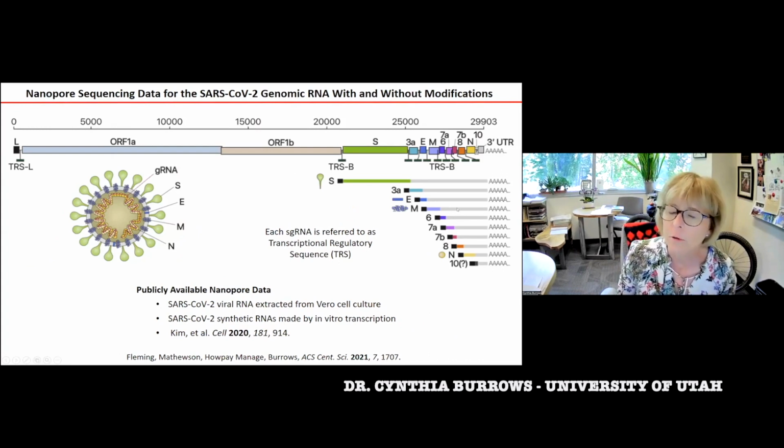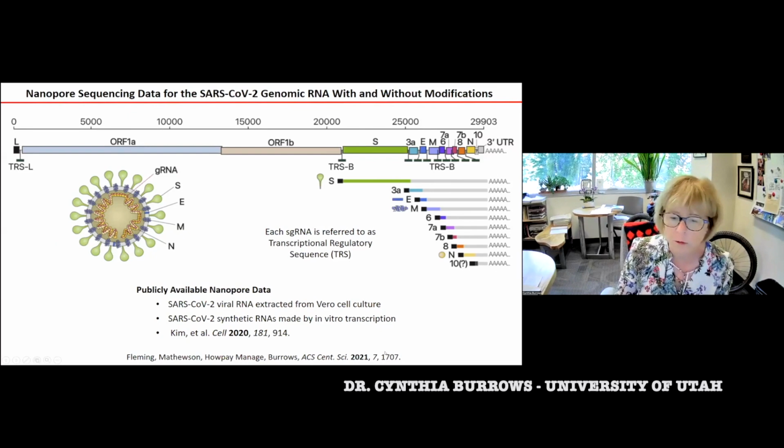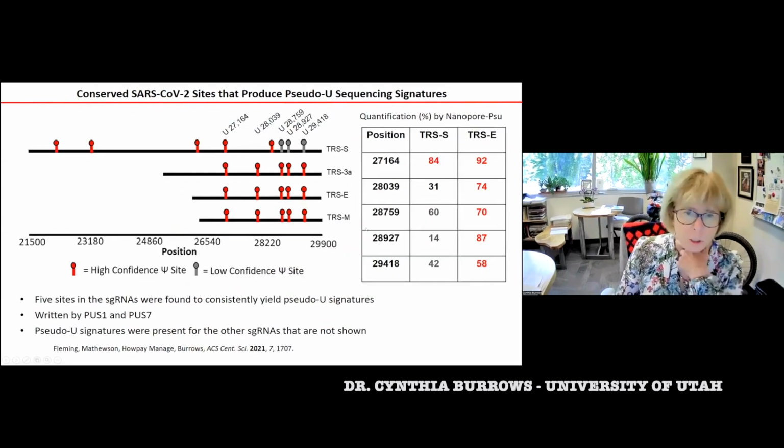So you heard already about the subgenomes that are mostly the 3' end of this viral RNA. And what we reported a couple of years ago are the 5 high confidence sites, as we called them then, of the 3' end that are pseudouridylated at the sites that you see here. Later, we were able to put some numbers on these.